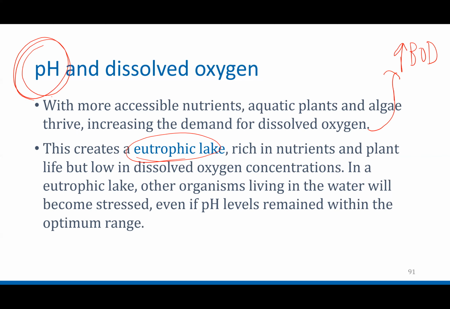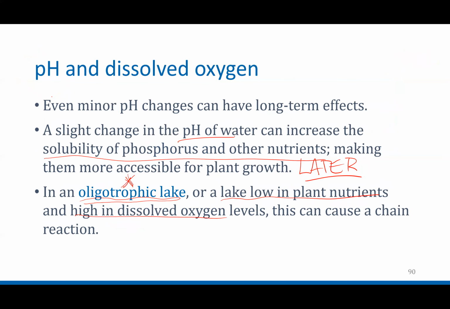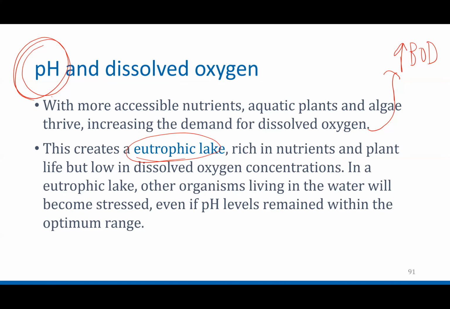pH can affect the solubility of nutrients. If the nutrients are too low, plant life will suffer. Remember, plants are responsible for dissolved oxygen in the water. They're one of the two things that we talked about. So if low nutrients, low plants, low dissolved oxygen, things are going to die. Too many nutrients, too many plants, it can increase the demand for dissolved oxygen. We'll talk about this a little later. Things can die. So pH needs to be managed.